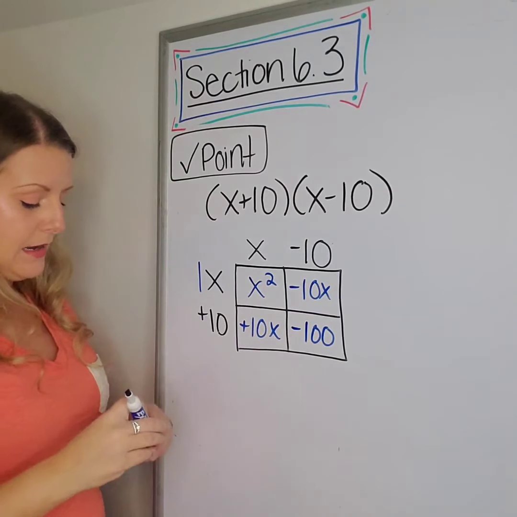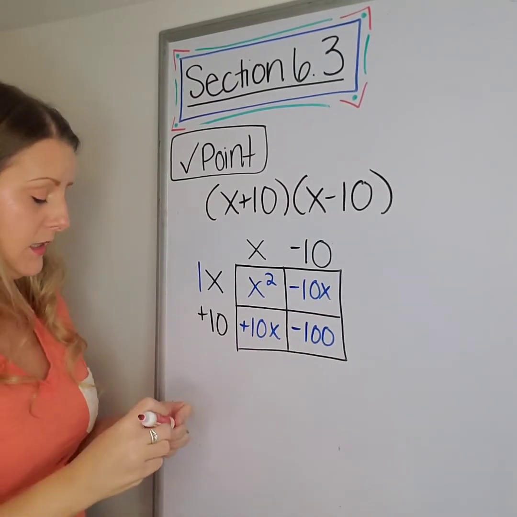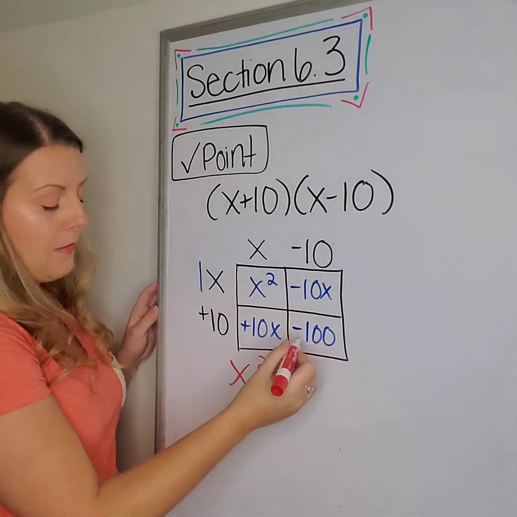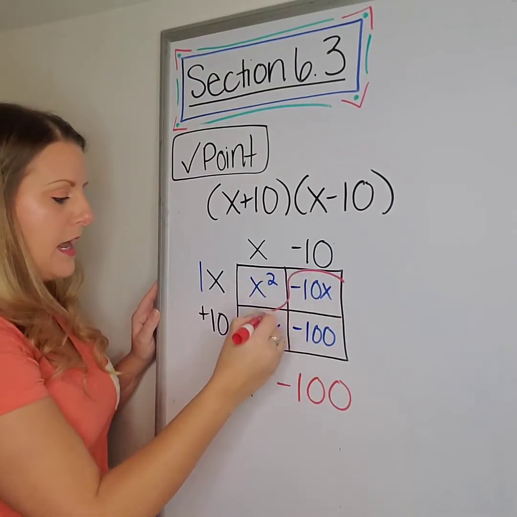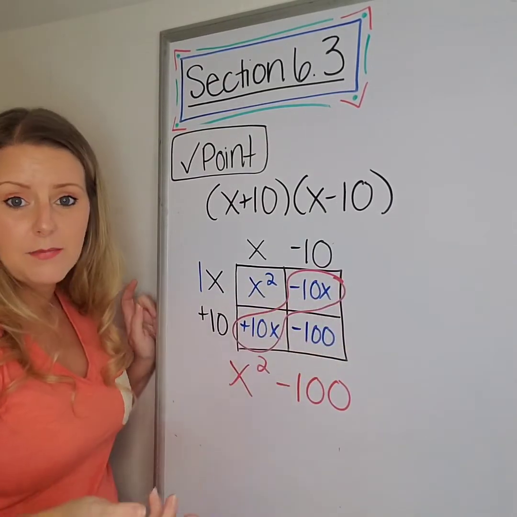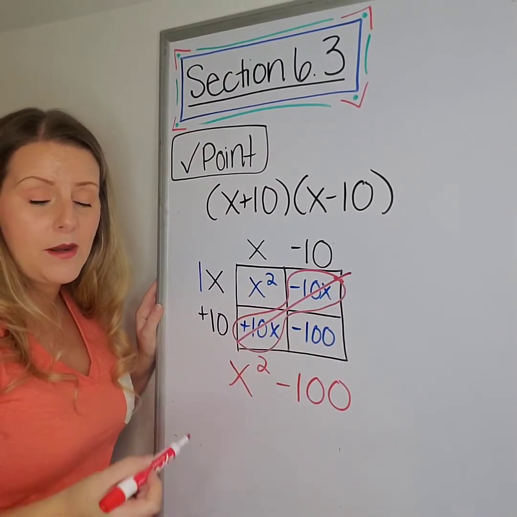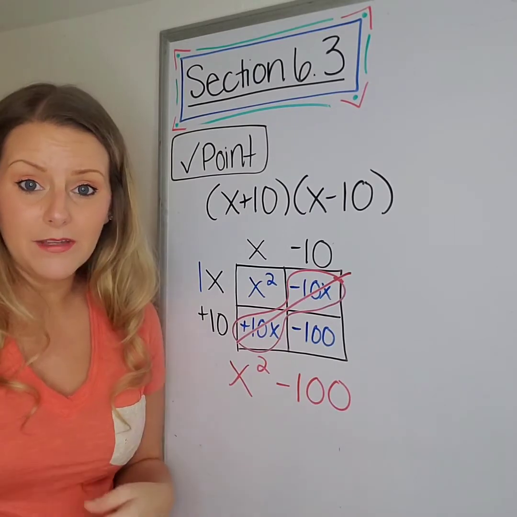Okay? And again, now just look to see what buddies up or what maybe disappears in this case. So x squared, nothing to buddy up. Minus 100, nothing to buddy up. But negative 10 and positive 10, doesn't matter the order, 10 and negative 10 cancel, they disappear, and you're left with just x squared minus 100 as your answer.